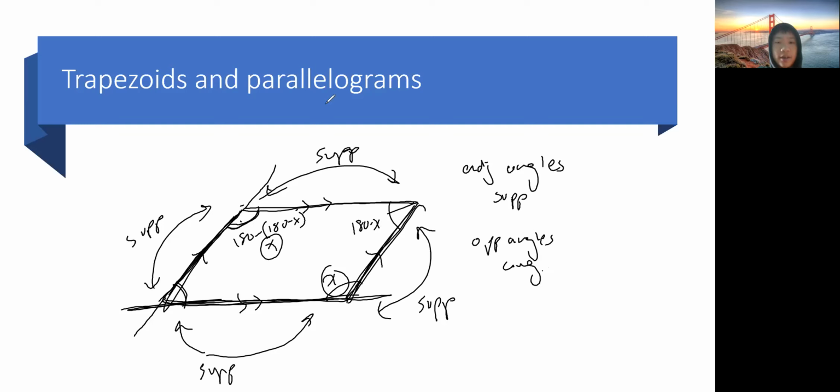Okay, so opposite angles are going to be congruent. Okay, so those are the relationships between the angles in a parallelogram. Adjacent angles are supplementary and opposite angles are congruent. So this means this angle is congruent to this angle as well. Okay, so now we're going to go on to the diagonals of a parallelogram. What do we know from those?